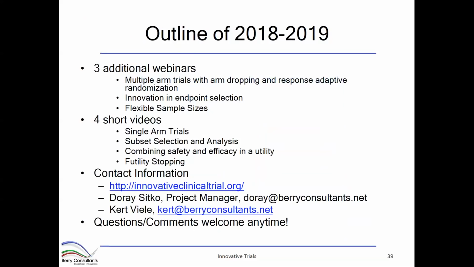The additional webinars are going to concern multiple arm trials with arm dropping, innovation in endpoint selection, so that will include, for example, disease progression models in rare diseases. We're going to have some examples of how those would work, and also flexible sample sizes. We're also going to incorporate 4 short videos. Those are single-arm trials, subset selection, so this is related to enrichment, safety and efficacy in a utility, and futility stopping, which is obviously incorporated into flexible sample sizes, but really aimed at how do we monitor for futility and really make sure that we get out of trials that aren't going on a good path.